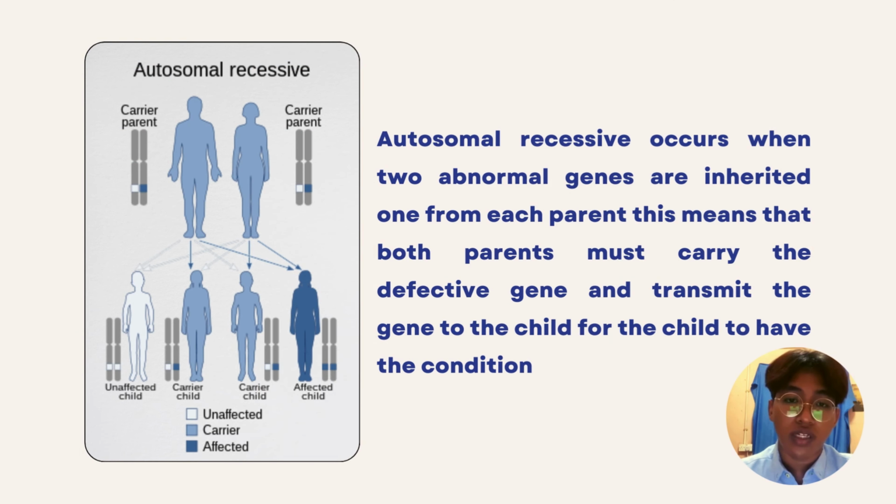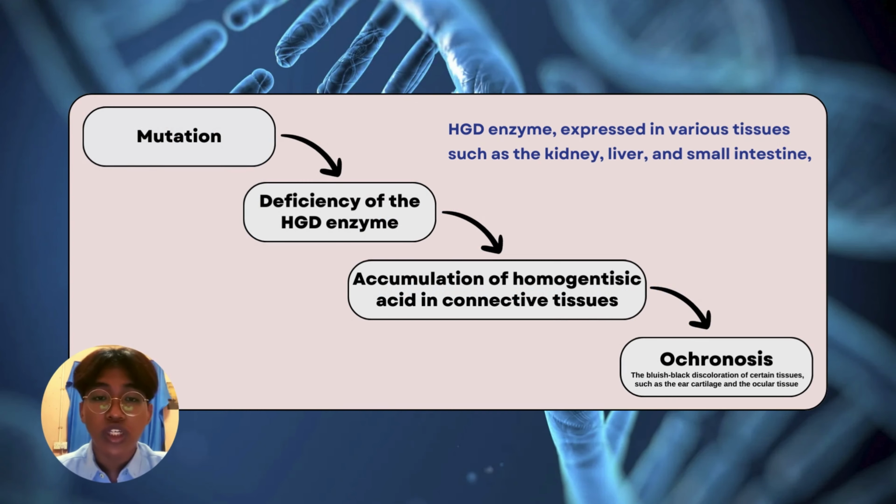Basically, an autosomal recessive condition occurs when two abnormal genes are inherited, one from each parent, which means that both parents must carry the defective gene and transmit the gene to the child for the child to have the condition. The mutation of the HGD gene will cause a deficiency of the HGD enzyme. The HGD enzyme is expressed in various tissues such as the kidney, liver, and small intestine, and this will lead to the accumulation of homogentisic acid in connective tissues, and lastly it will cause ochronosis.